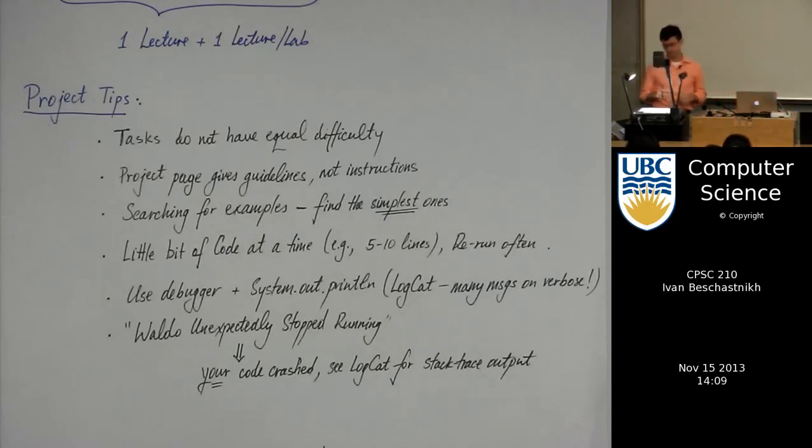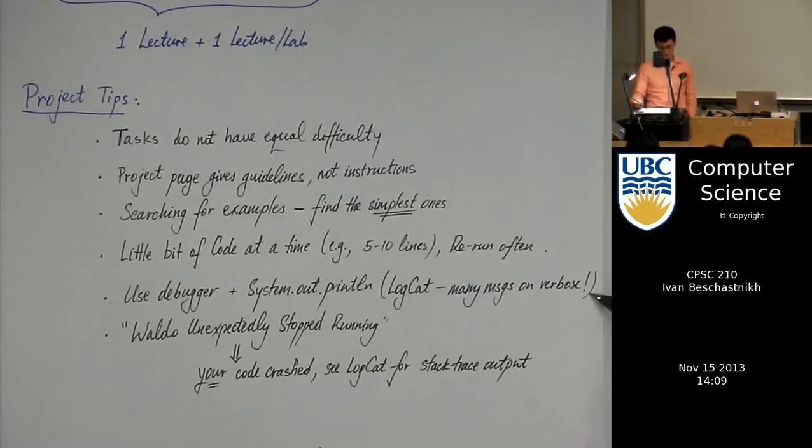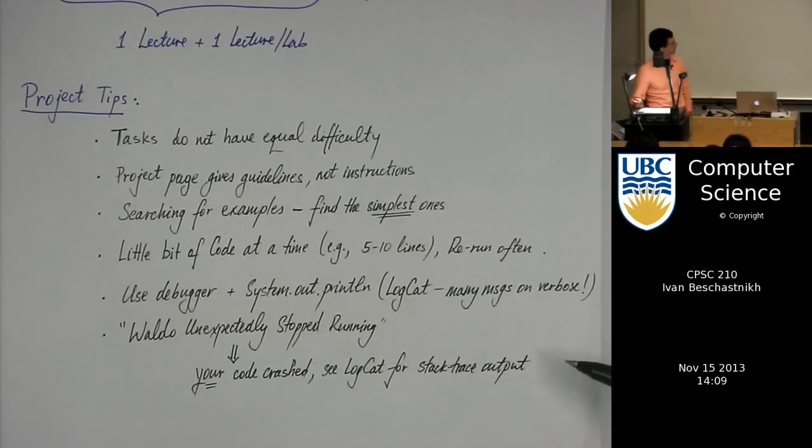So that's just a warning. And then the final note here is that the message you get if your program crashes is a little bit counterintuitive. It says "Waldo unexpectedly stopped running" or something similar. What this really means, this is code word for your code crashed, you have a bug in your code.